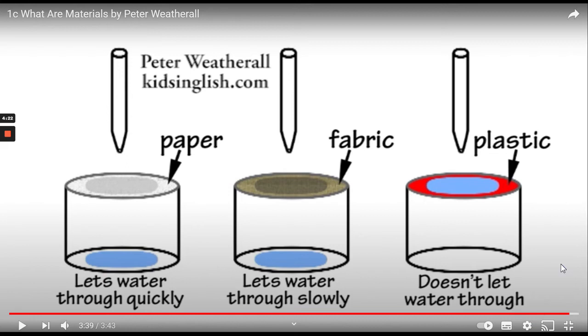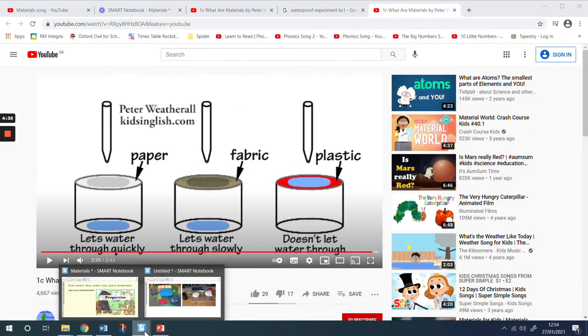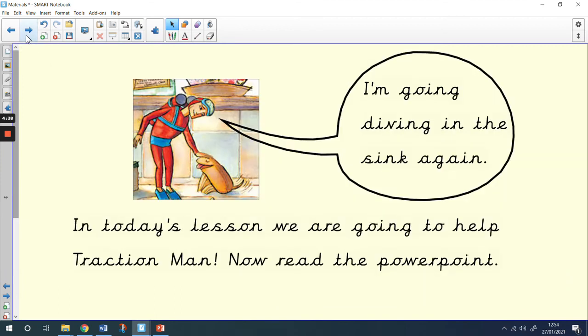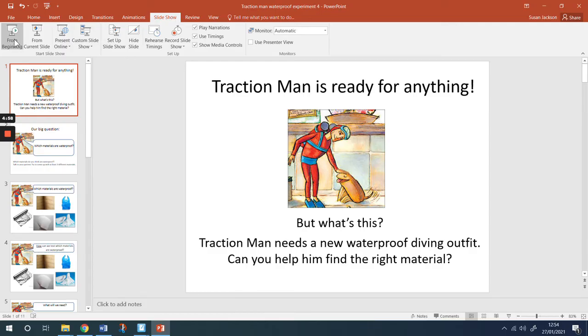Okay, that's given me a great idea, and maybe you can remember this picture here with this little experiment going on for the next part of our lesson. Can you remember Traction Man? Well, here he is again with Scrubbing Brush, his lovely dog, and he says, "I'm going diving in the sink again." And in today's lesson, we're going to help Traction Man. Let's have a little look.